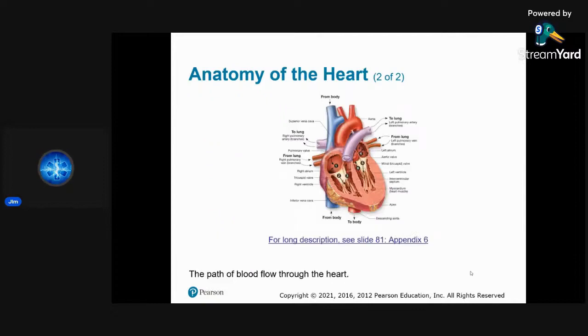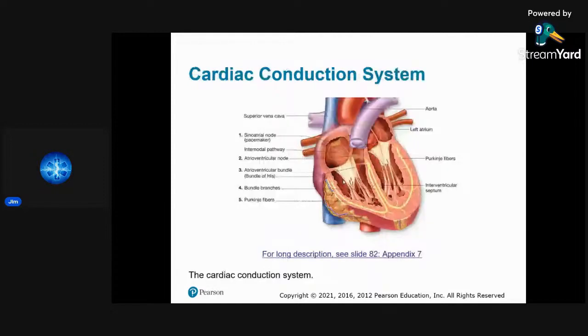Here's a nice picture of your heart. A nice little diagram. And I didn't say, but blood comes back from the body through the vena cavas, right? You've got the superior and inferior vena cavas. It'll go into the right atrium. This is the cardiac conduction system. We're talking about the sinoatrial node, the pacemaker, the SA node, and then the AV node, and then we go into the bundle of His, the bundle branches, and then the Purkinje fibers at the very end.